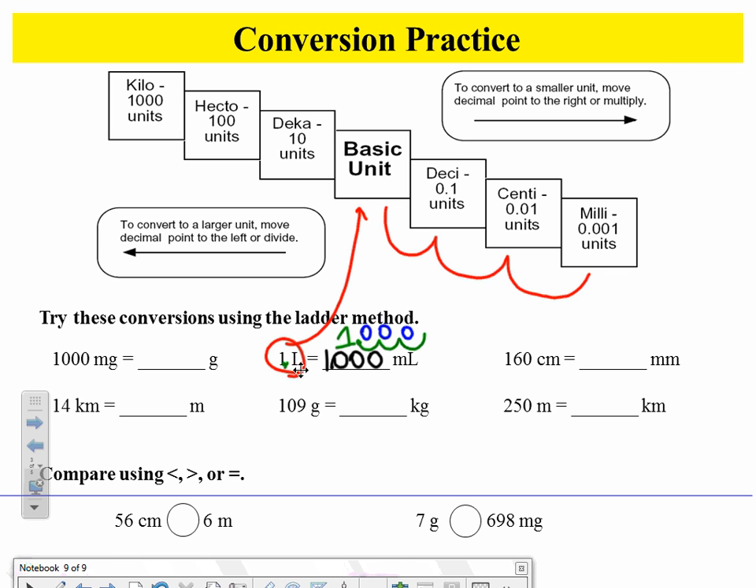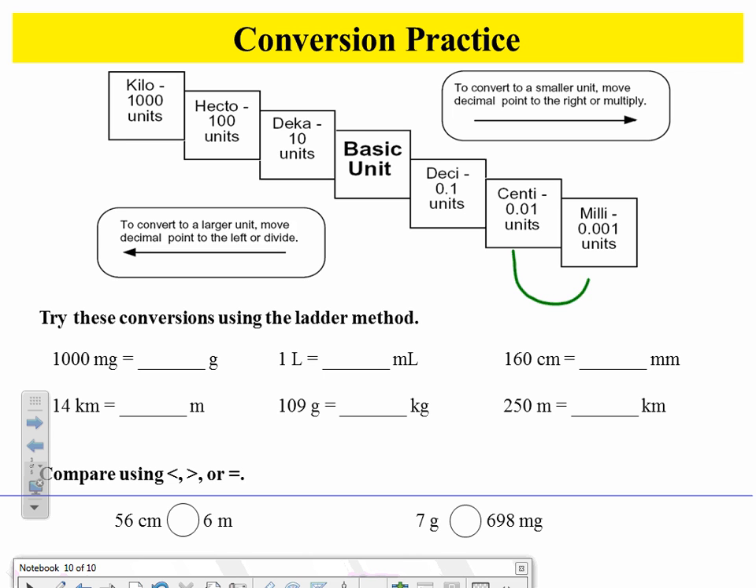All right, now we have 160 centimeters. We need to know how many millimeters. All right, centimeters is right here. Milli is here. It's 1 jump to the right. We have 160. Our decimal point is at the end of the number. We're going to move it 1 place. And then we have the fact that 160 centimeters is 1,600 millimeters.